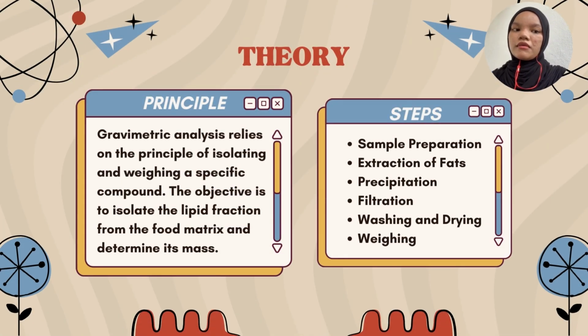Assalamualaikum and hi, my name is Putri Nur Farisha and I will be talking about theory, the first one of which is principle. Gravimetric analysis relies on the principle of isolating and weighing a specific compound. The objective is to isolate the lipid fraction from the food matrix and determine its mass. The second one is procedure, which includes sample preparation, extraction of fats, precipitation, filtration, washing and drying, and lastly weighing.